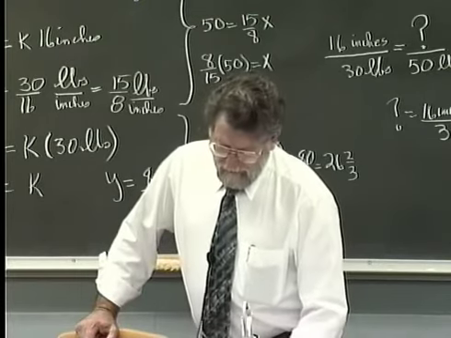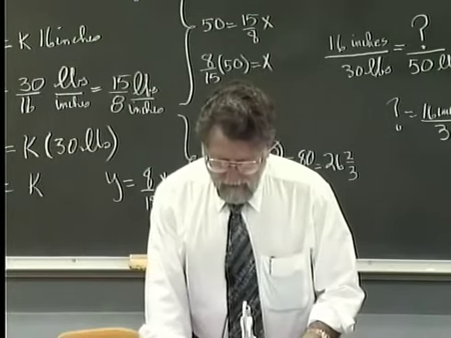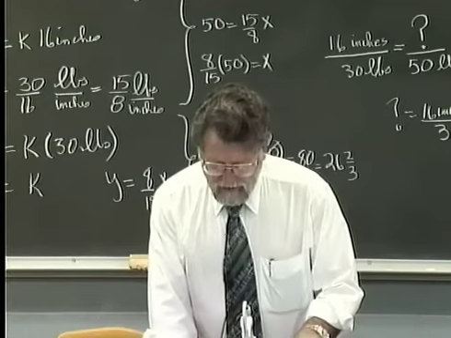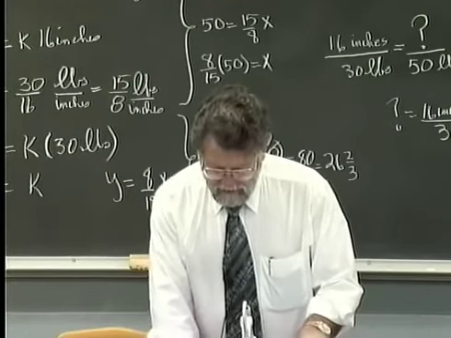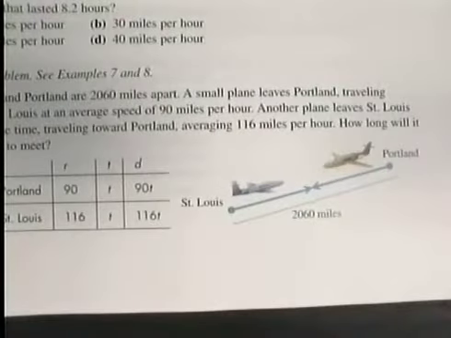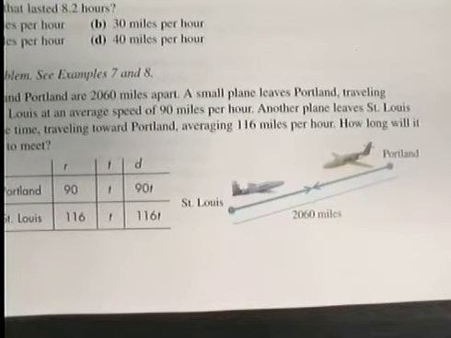Now, let's look at a variation on this problem with the diagram. This is on page 147. You have a Portland and St. Louis connection, and they are flying to what? Well, they're going to meet at some airport, you hope, because if this is midair, this is not good.